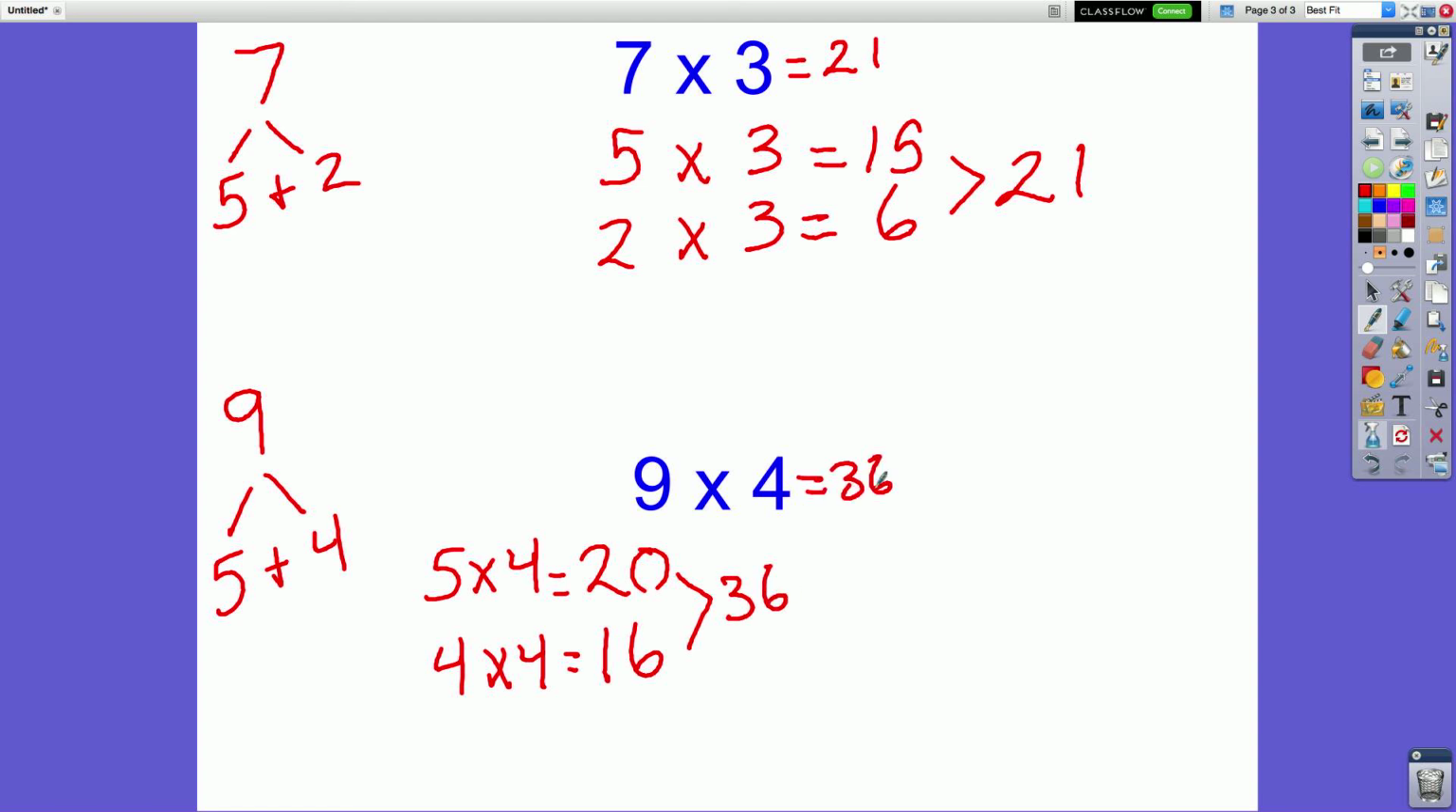Now, it doesn't always have to be the first number. Some students might want to break apart the 4. So instead of 9 times 4, I could use 9 times 2. And essentially, then I'm doing that same problem 2 times. If I can do it once, then I can easily do it again. So 9 times 2 is 18. So basically, 18 and 18 gives you my same answer of 36.